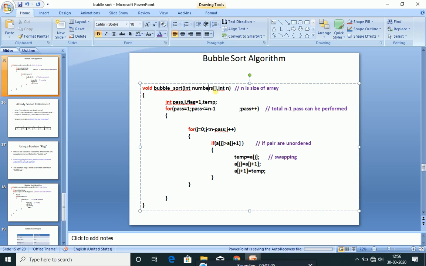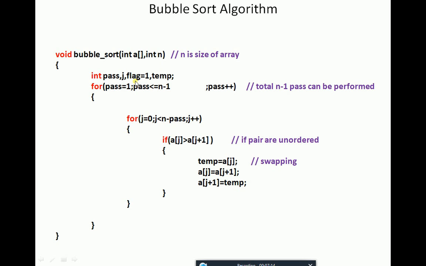Look at the algorithm. We are having n number of elements of array A. We are having a few variables like pass, j, flag and temp. We will discuss the flag one later. All the rest of the variables we need to use in this algorithm.